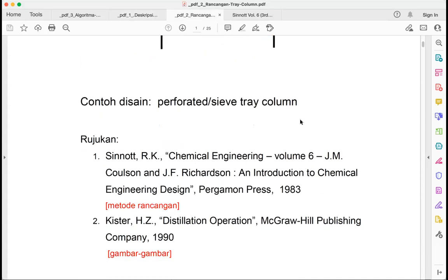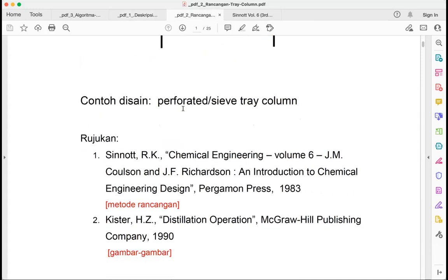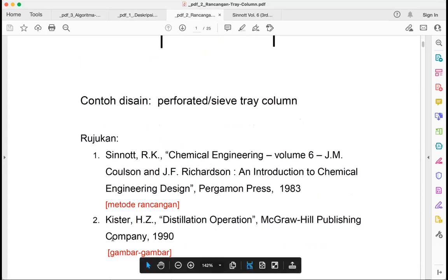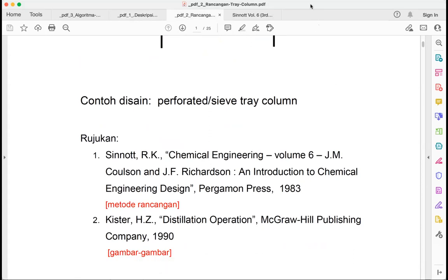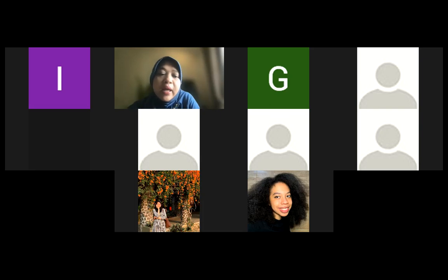So, for this one, you may want to check Sinnott and Coulson and Richardson. Maybe you can ask your friends if you don't have any. The pictures are also from Kister's Distillation Operation; if you have that one, it would be useful too. All right, looks like you also have another class to go, so that's fine. Let's stop the recording.